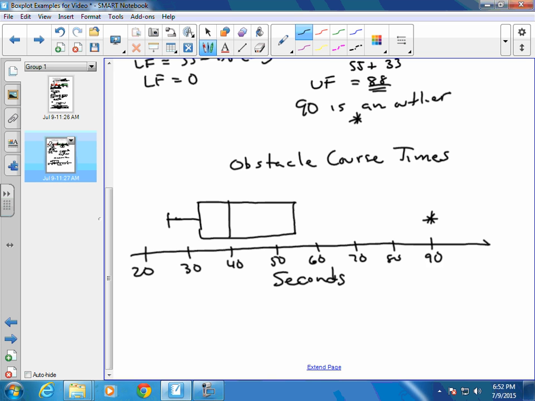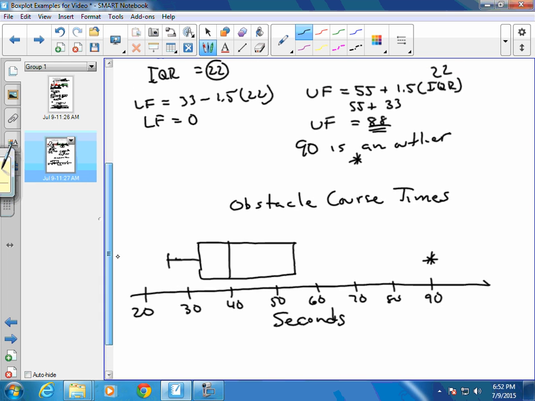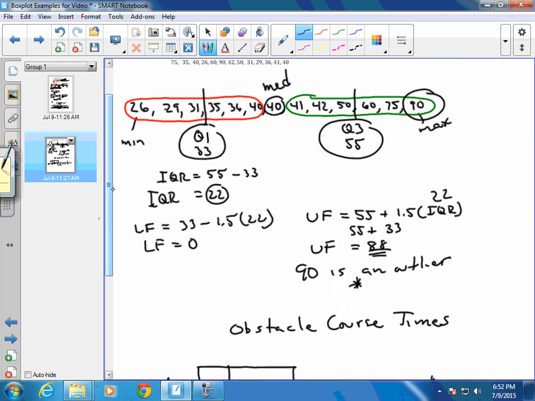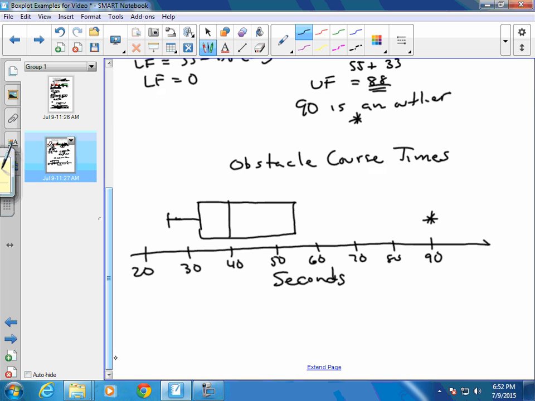This is the only thing that people tend to mess up on a box plot when we're drawing it by hand. When there's an outlier, the whisker will not go to the outlier. The whisker is only going to go to the largest data value that's not an outlier. Or if you had an outlier on the low end, the whisker would only go down to the lowest value that's not an outlier. So here, 75 is the highest value we see that is not an outlier. So the whisker will go to 75.